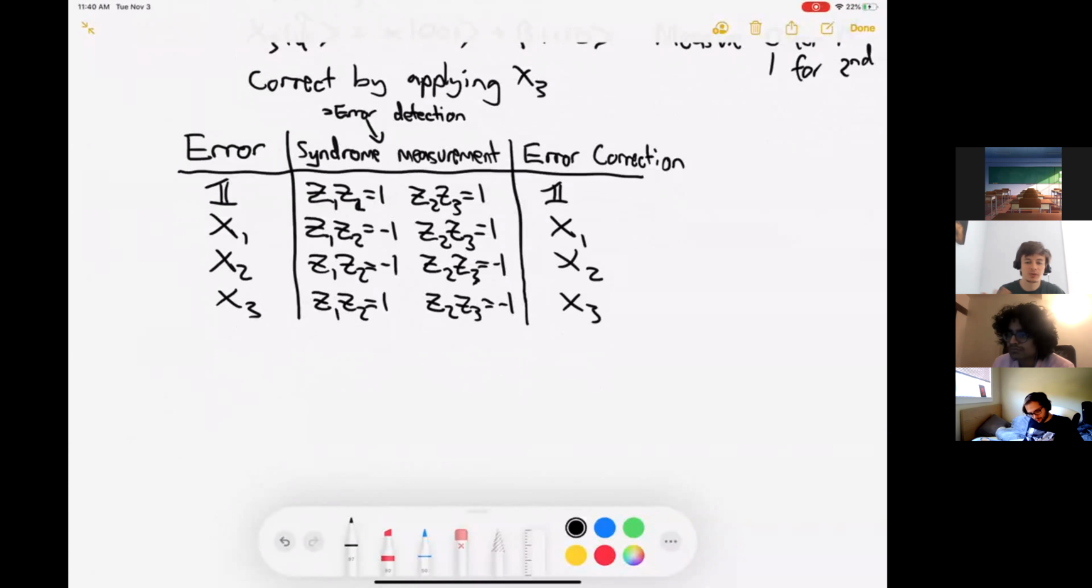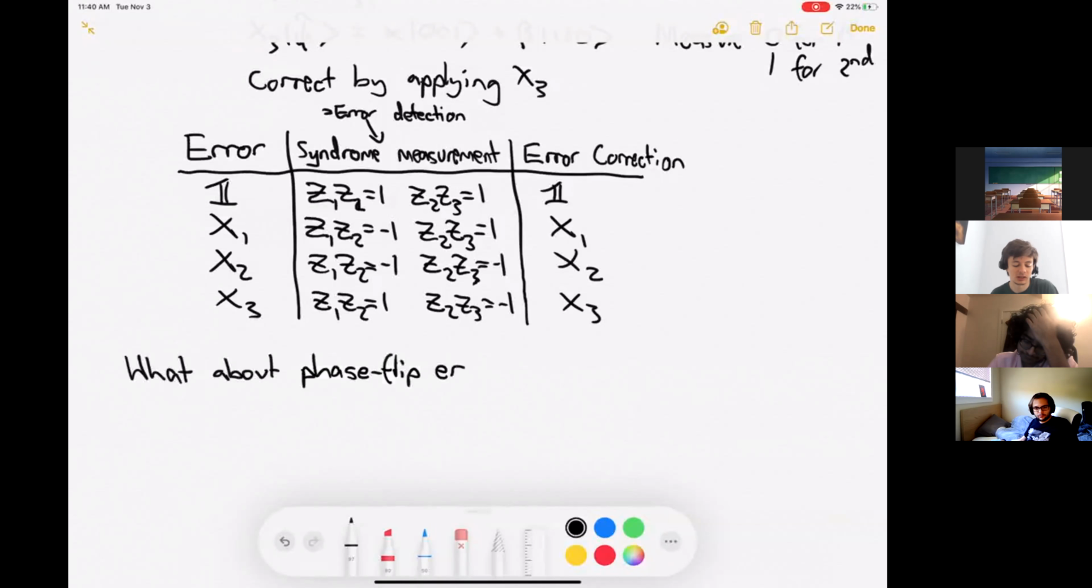Okay. The trouble, of course, is that bit flips aren't the only thing that happens in a quantum computer. So what's another sort of error? Well, if you don't have a bit flip getting applied, a natural, obvious thing is that you instead have a phase flip error. You have the Z gate getting applied to a qubit.